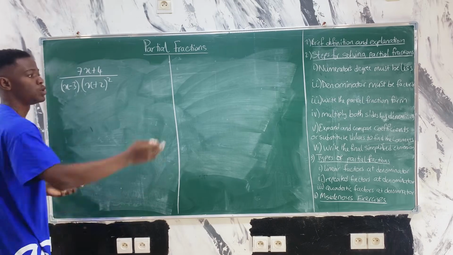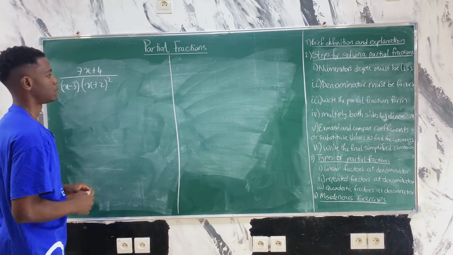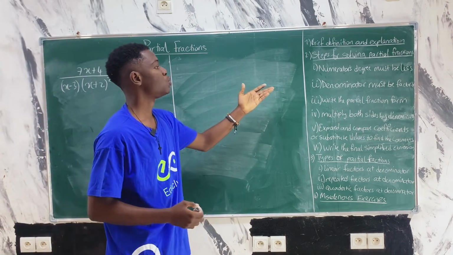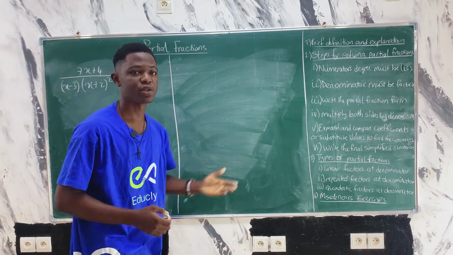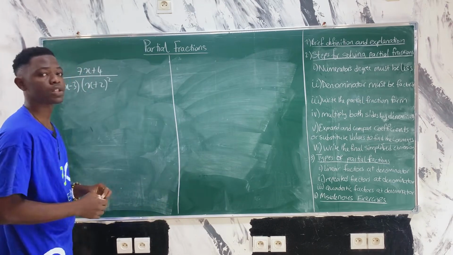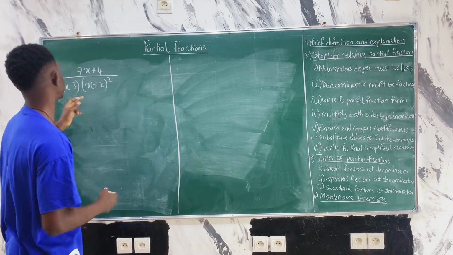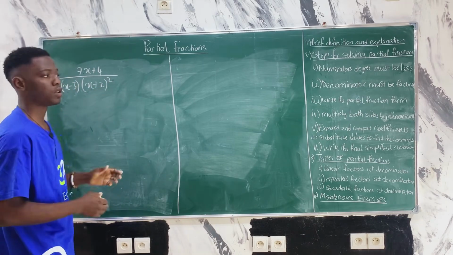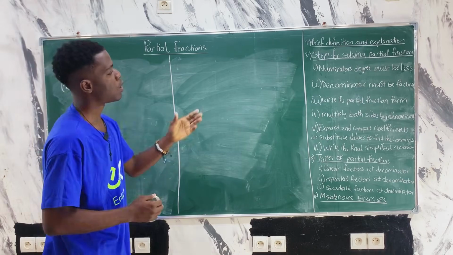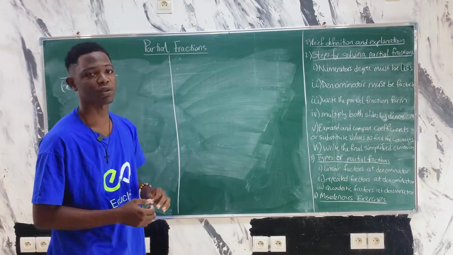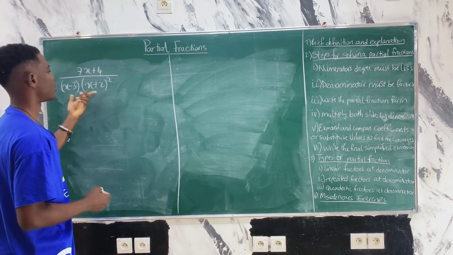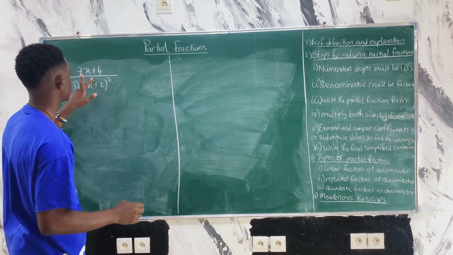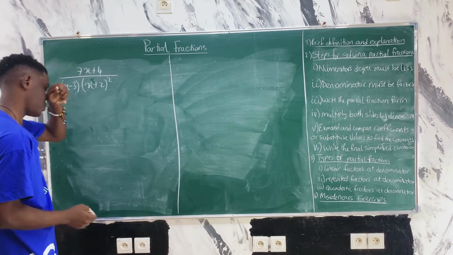So to solve this, we still look at the steps. For the first requirement, the numerator's degree must be less than the denominator's. Here we can see that the numerator's degree is 1, and the denominator's degree is 3, because this will be 2 plus this one will be 3. So the first requirement is fulfilled. The second one says the denominator must be factorized. In this case, it is already factorized.